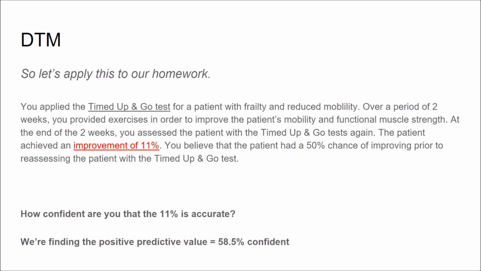Going back to our homework again, let's revisit the question. The question was, how confident are you that 11% improvement is accurate? So we have calculated a positive predictive value and it gives us 58.5%. The answer therefore should be that we are 58.5% confident that the improvement of 11% is accurate.